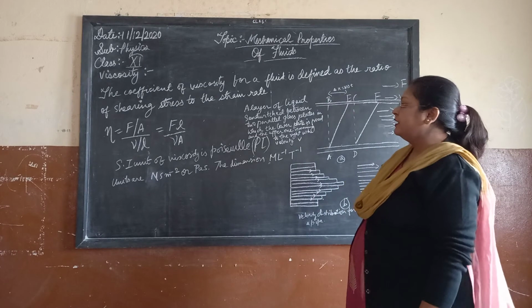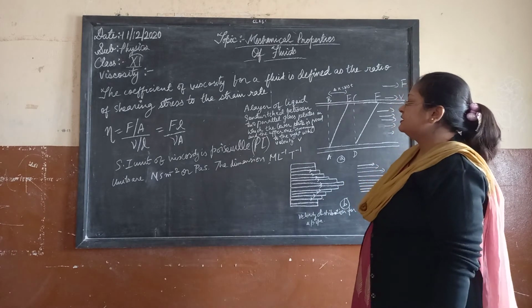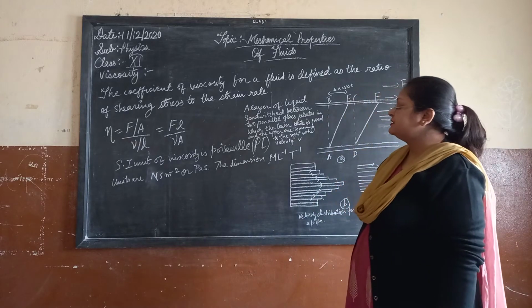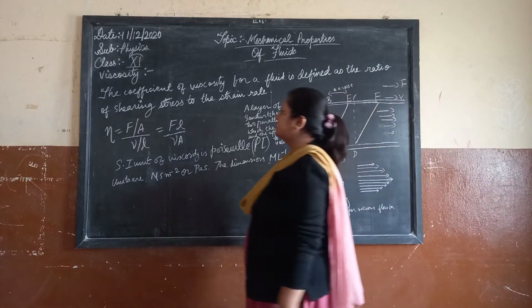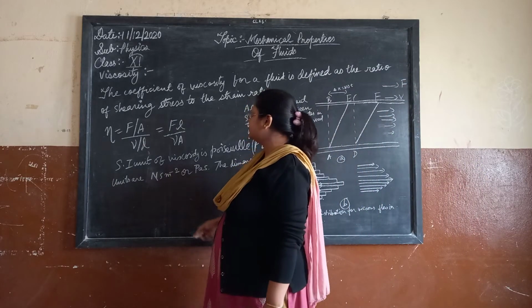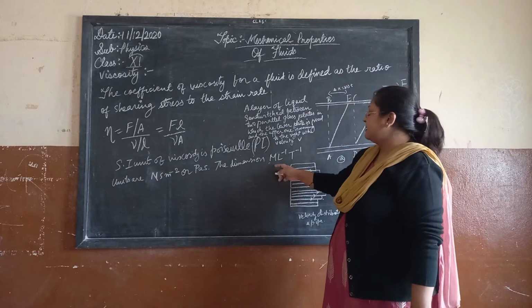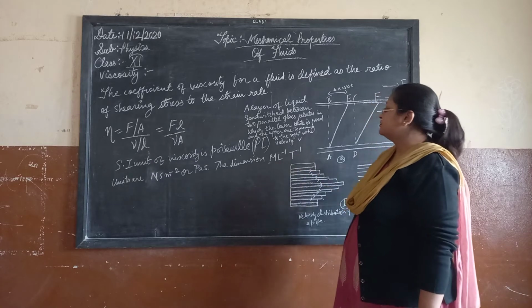v A. The SI unit of viscosity is the poiseuille, and other units are newton second per meter squared, or pascal second. The dimension is M L raised to -1 T raised to -1.